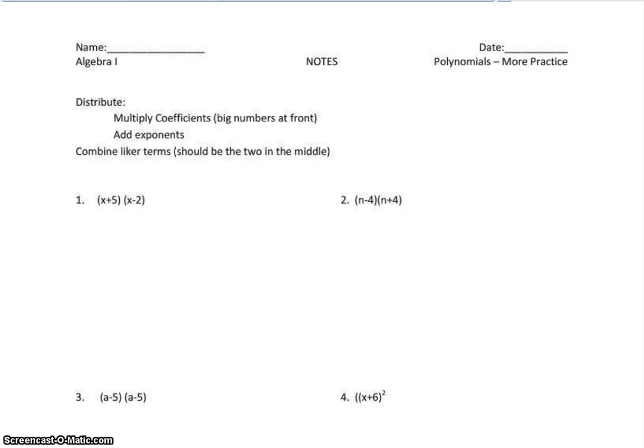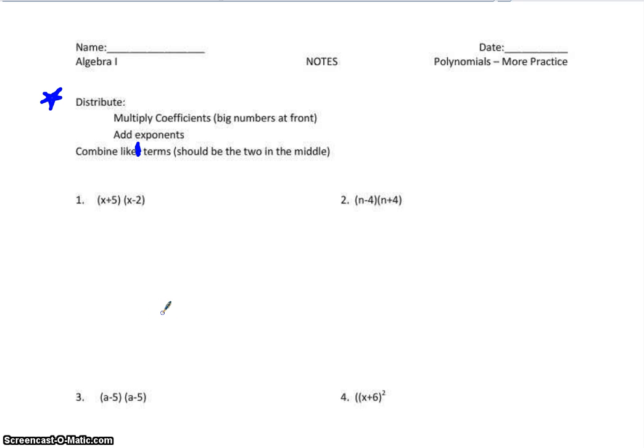This is for Algebra 1, and these are the notes for more practice with polynomials. Just a quick reminder that when you are multiplying polynomials, you're going to distribute. And when you distribute, you multiply the coefficients, which are the big numbers at the front, and you add the exponents. Then you're going to combine like terms.